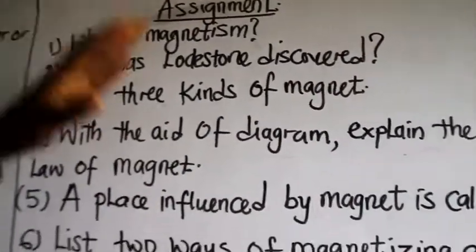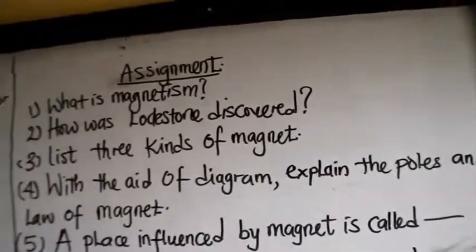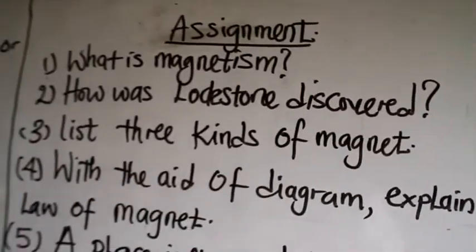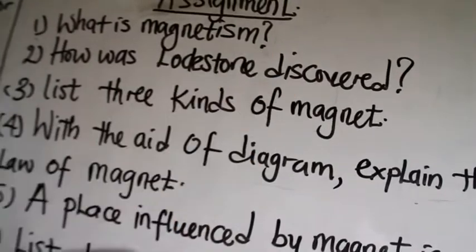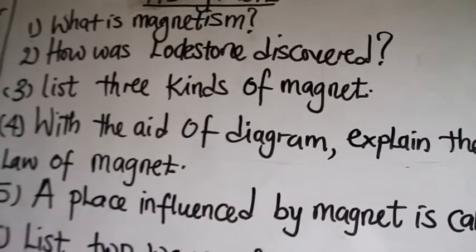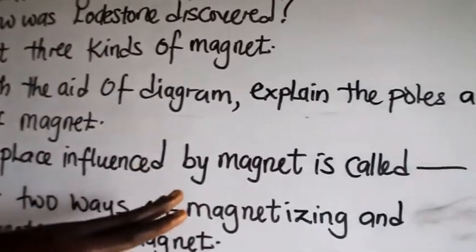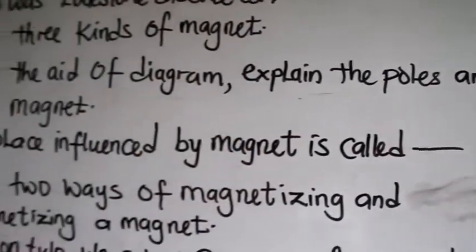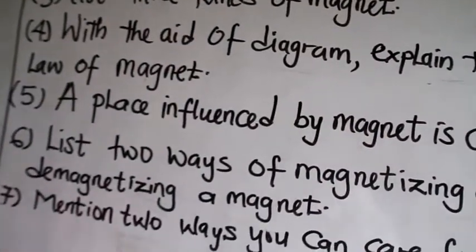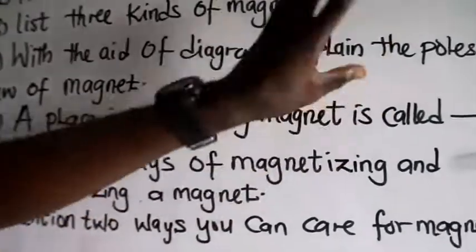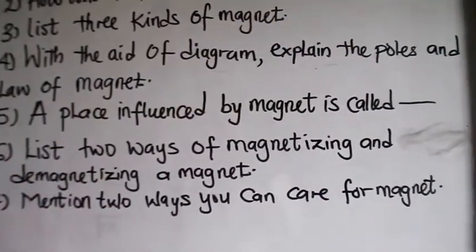Over here, you have an interesting assignment. First one, what is magnetism? How was lodestone discovered? List three kinds of magnet. With the aid of a diagram, explain the poles and law of magnet. That is, you explain first the poles of a magnet and the law of a magnet.